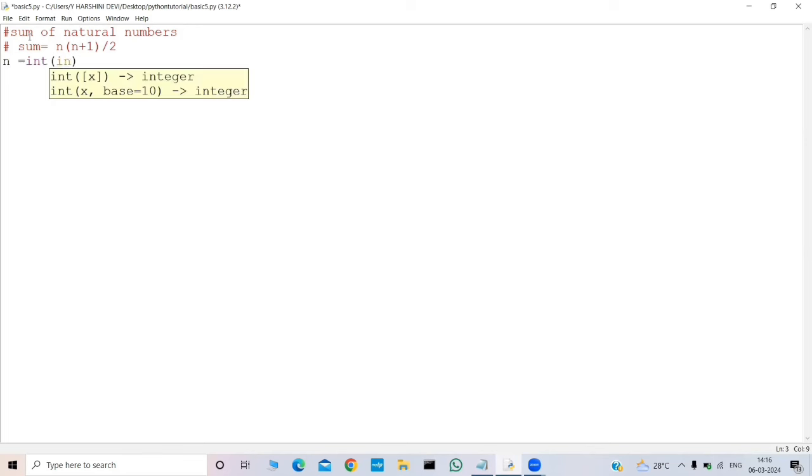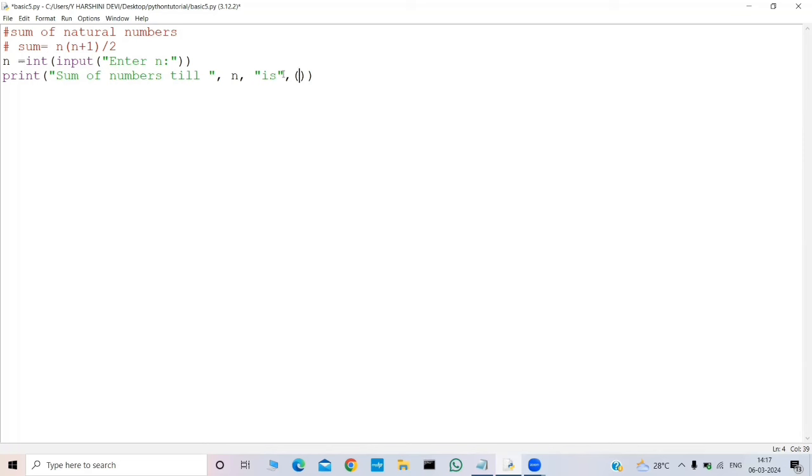We will take int of input of "enter n", right? So we will print "sum of numbers till n is", n into n plus 1 by 2, right?